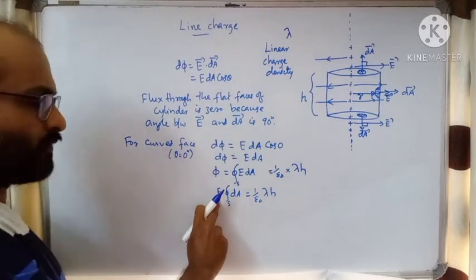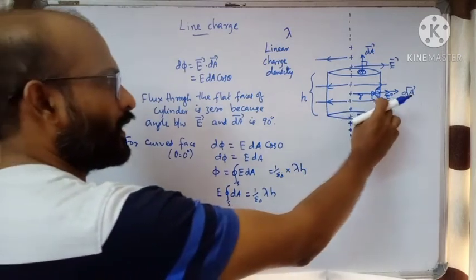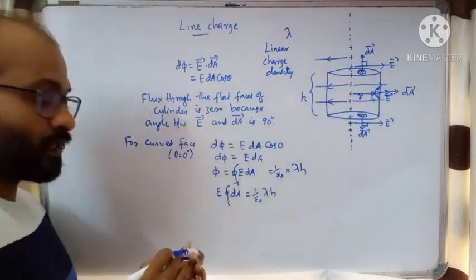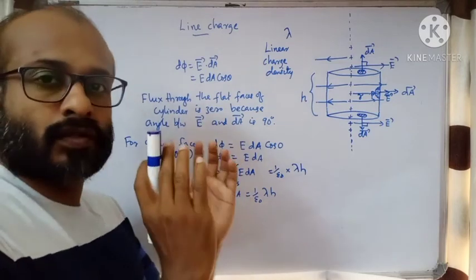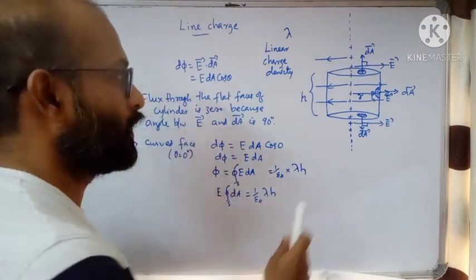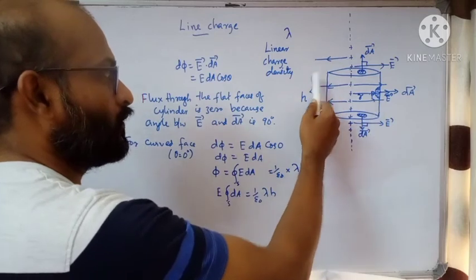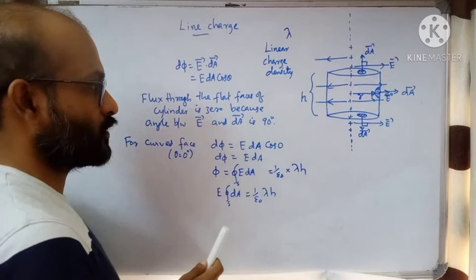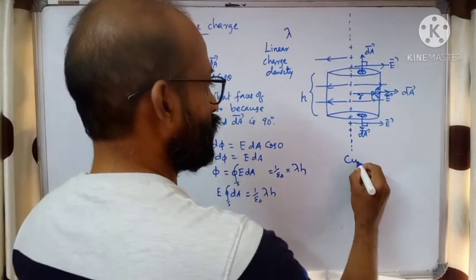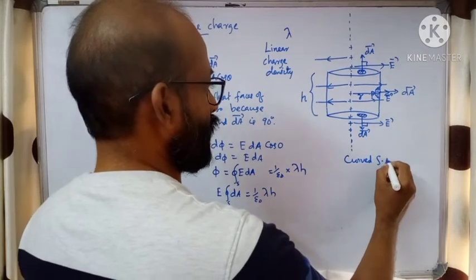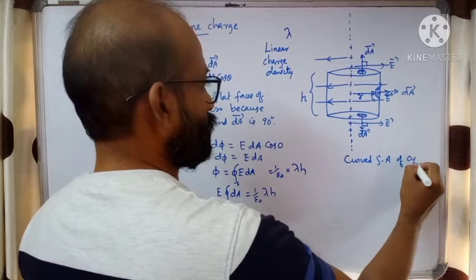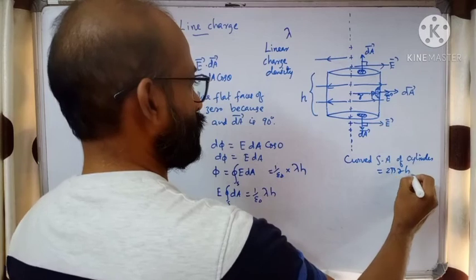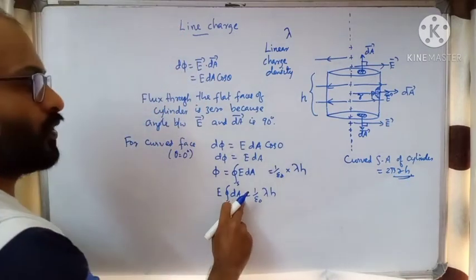Now we need to find E. What is the integral of dA? It means we need to add such areas on the curved surface, so that will be equal to the curved surface area. If R is the radius, what is the curved surface area of the cylinder? It is equal to 2 pi R into h. So the integral of dA is equal to 2 pi R h.